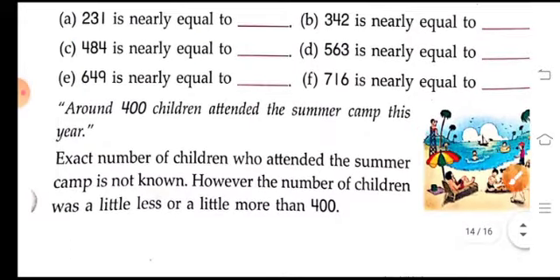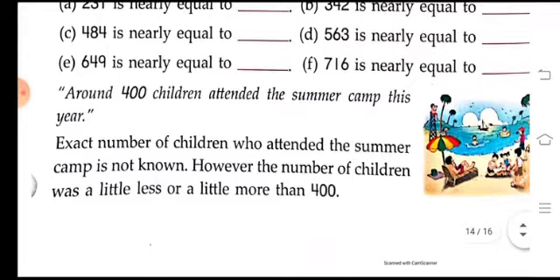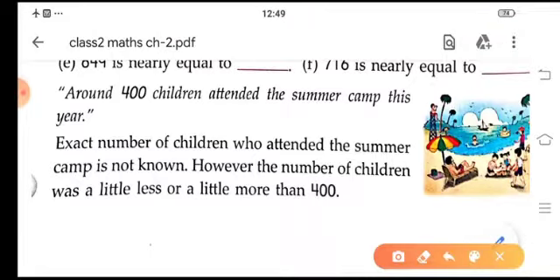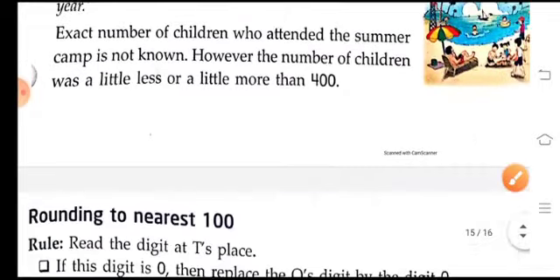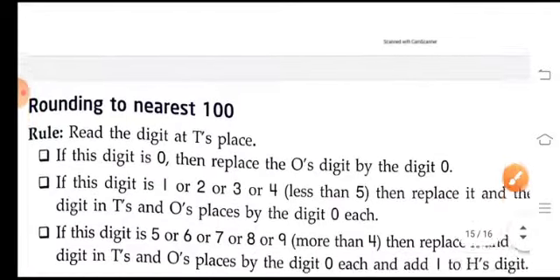Now one more example. See children, 400 children attended the summer camp this year. The exact number is not known. However, more than 400 or a little less than 400 may be there. So we will do the rounding of numbers to the nearest 100.